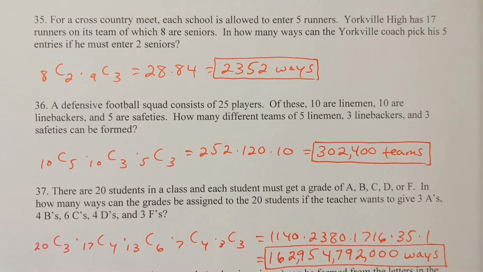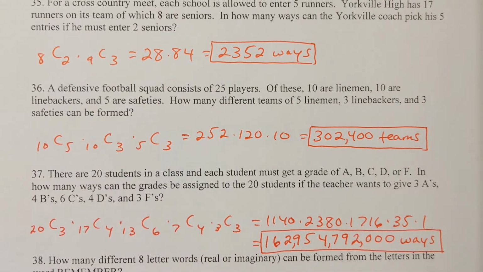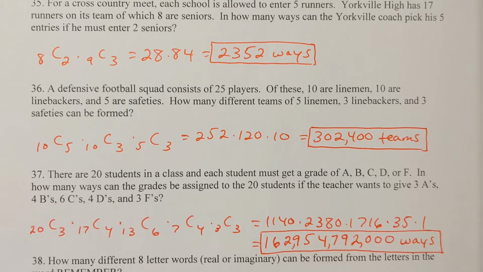Okay, I'd like to finish up sections 10.2 and 10.3 in this video here. So we're on problem 36, where it says that a defensive football squad consists of 25 players. Of these, 10 are linemen, 10 are linebackers, and 5 are safeties. How many different teams of 5 linemen, 3 linebackers, and 3 safeties can be formed?